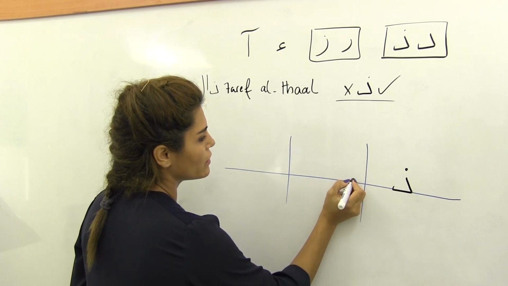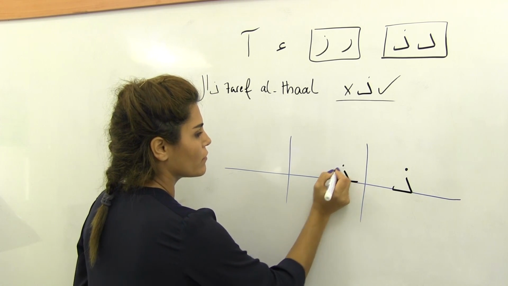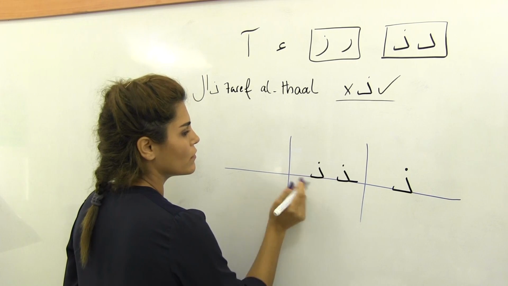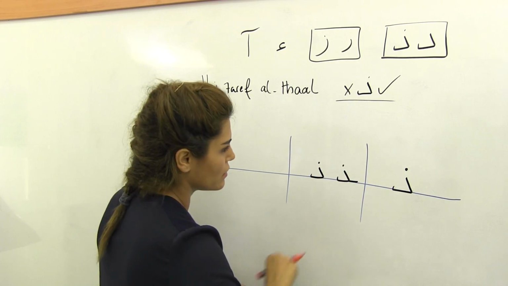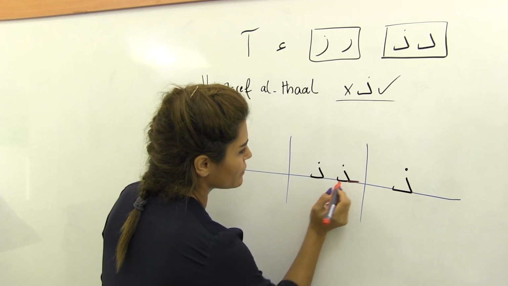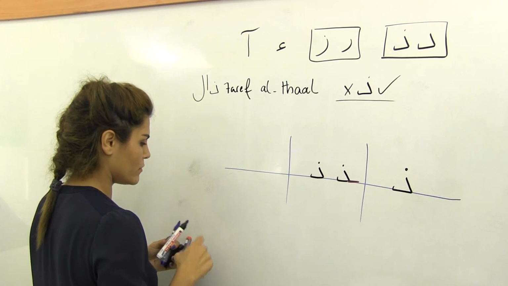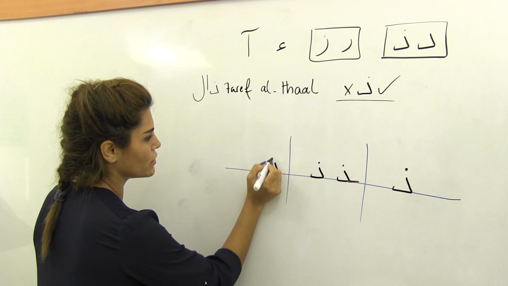So dhal at the beginning, dhal in the middle. So it's the same thing. As you see, nothing has changed. We can write this in red to make it more defined. Same thing at the end. It should not change.